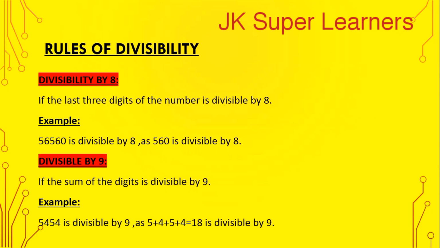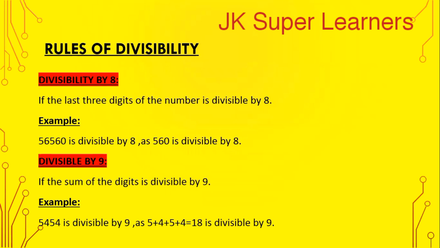Next is divisibility by 8. If the last three digits of a number is divisible by 8, then that particular number is divisible by 8. For example, 56,560 is divisible by 8 as last three digits of this number is 560. Then that is divisible by 8 because if we divide these two numbers, then it will leave no remainder.